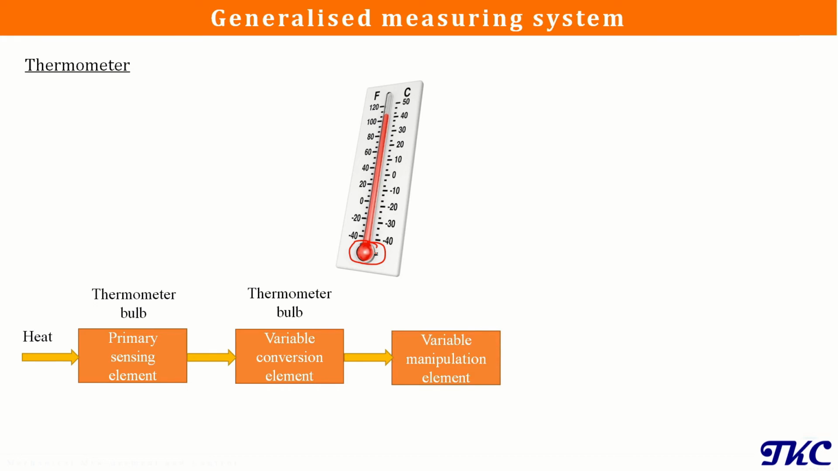Next thing is the variable manipulation element. Once the heat is transferred to mercury, mercury will try to expand, and it is going to do that with the help of the capillary. So the capillary will act as a variable manipulation element here. Next we are having the data transmission element. In order to read the data, the temperature will of course be the height of mercury in this capillary. The mercury will move through this capillary and indicate the temperature. The capillary will become a data transmission element for this measuring device.